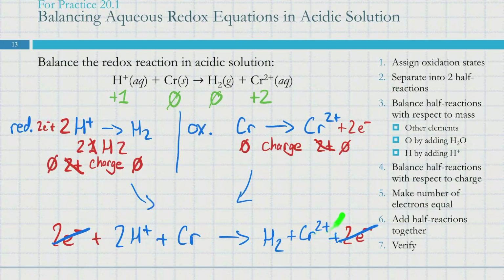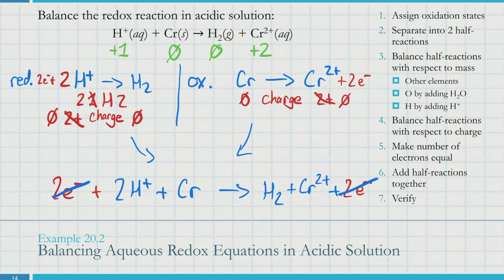So for charge, we've got a 2+ on the product side. We've got 2 times a 1+ for 2+ on the reactant side. We've got 2 hydrogens and 2 hydrogens, 1 chromium and 1 chromium. So we're all balanced up even Stevens.